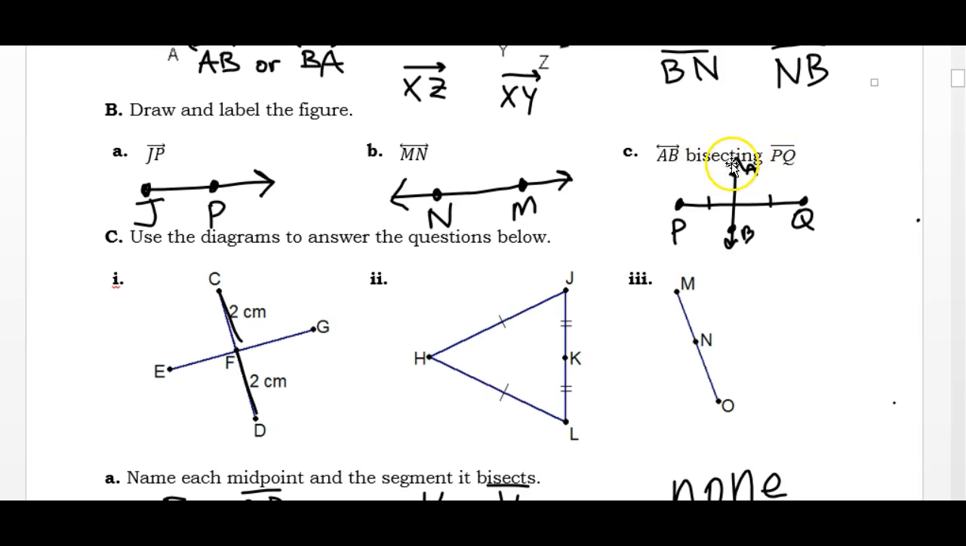The last one says line AB bisecting segment PQ. Remember, bisect means cut in half. So I have my segment PQ here. I went right in the middle and marked that it was the middle with my congruent segments, and then drew line AB, making sure I had arrows to show that it was a line.